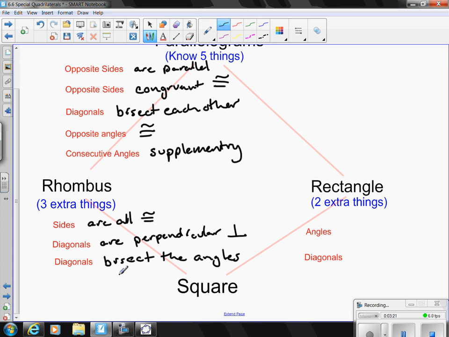So a rectangle, angles are all right angles, and the diagonals are congruent. The diagonals are the same length. And now a square, all this stuff up here is true for a square.